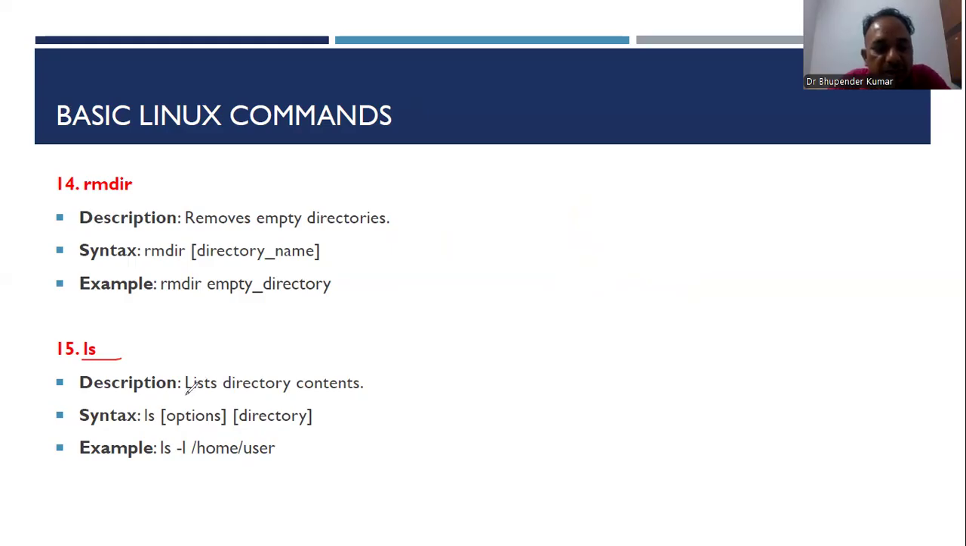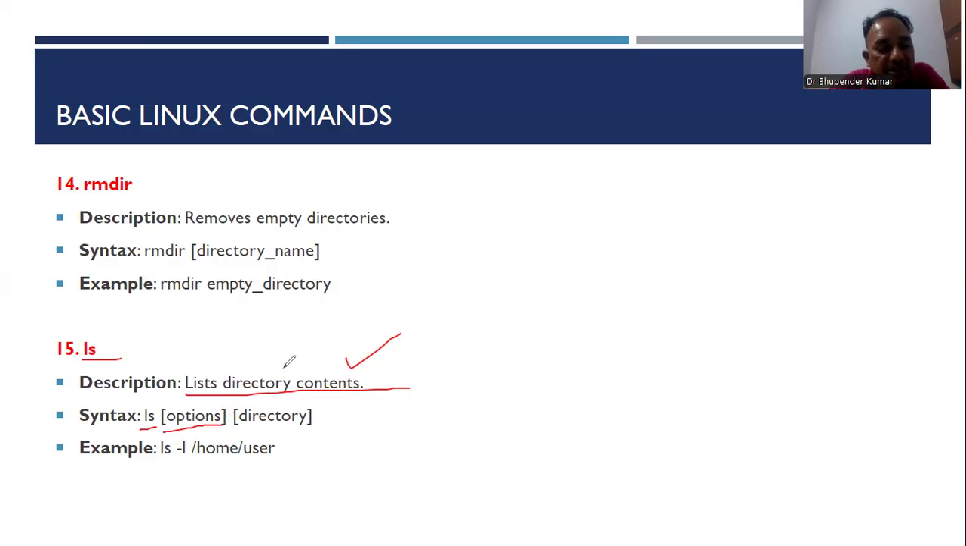The ls command is used to list the content of your current directory. Suppose you're working in some directory and you want to see the content of that directory, meaning how many files are there, how many other directories exist in your current working directory. Yes, you can use ls. So the syntax of this is ls and option.